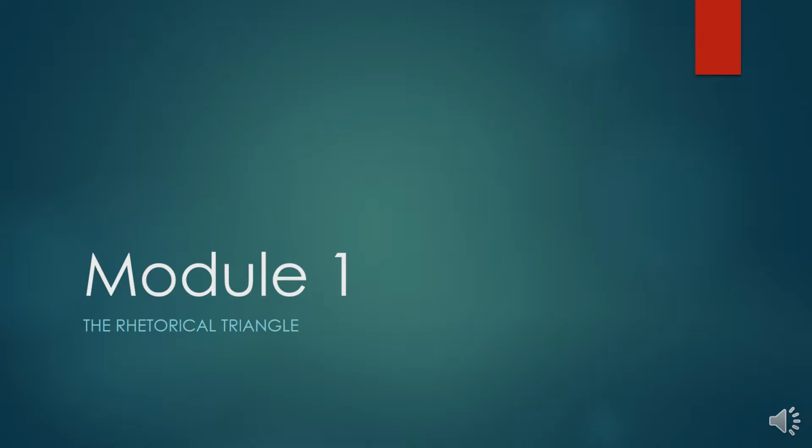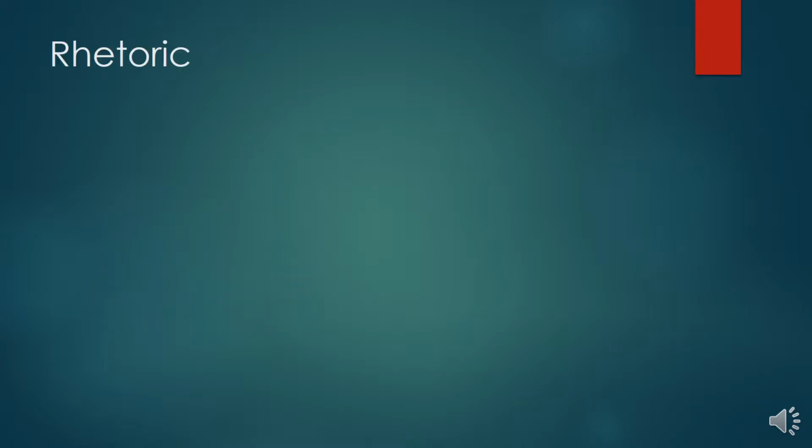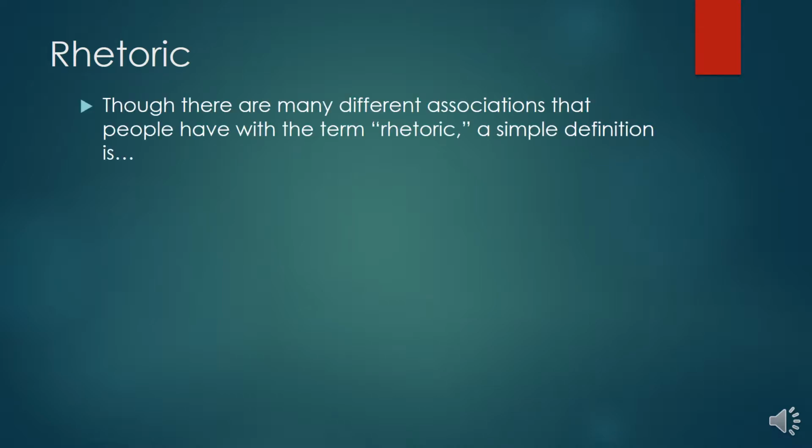This is our Module 1 lesson on the rhetorical triangle. First, I'm going to start off by talking about just what rhetoric is. There are many different associations that people have with the term rhetoric. Some of these associations are positive, concerning merely the idea of persuasion, sometimes specifically spoken persuasion.